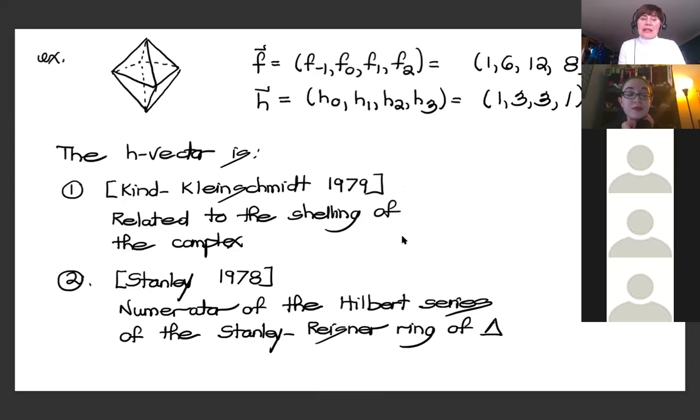And it turns out that Kind and Kleinschmidt showed that these numbers, the 1, 3, 3, 1, are related to the shelling of the complex. As you're building that octahedron one facet at a time, it tells you how things are intersecting. This is an invariant of the polytope. And Richard Stanley in 1978 showed that this corresponds to something called the Hilbert series of the Stanley-Reisner ring of the complex. There's a way you can associate a ring, a polynomial ring modulo certain relations, and keeping track of certain dimensions, this pops up in the numerator.